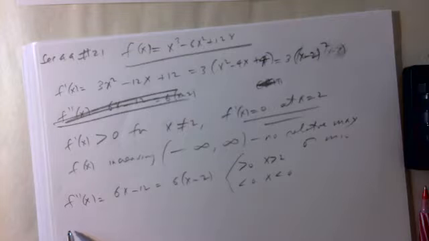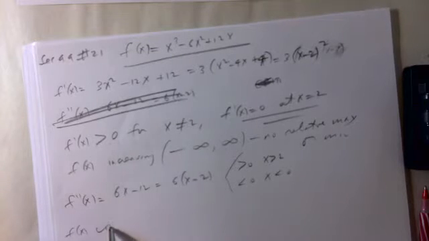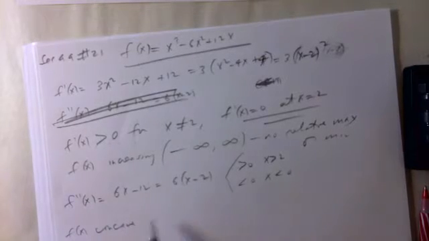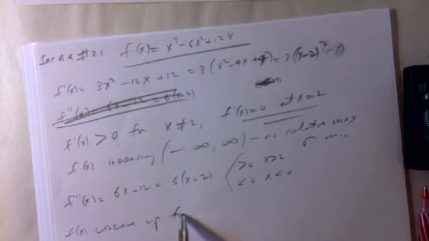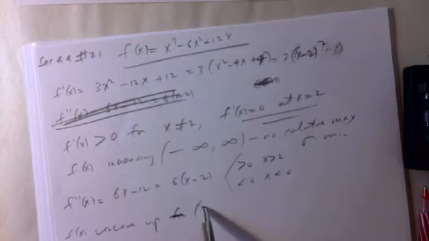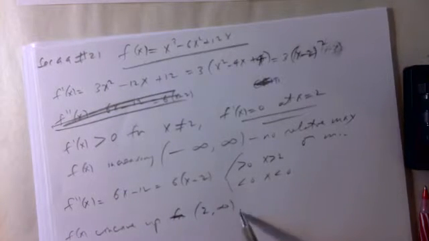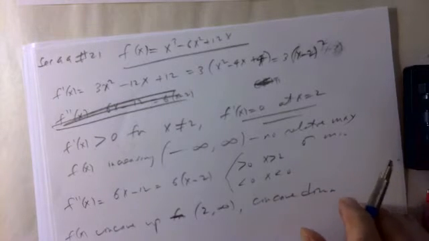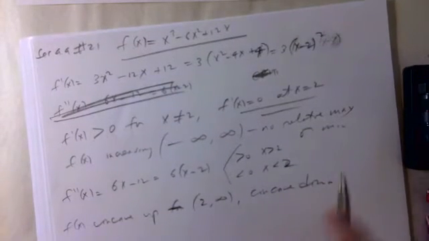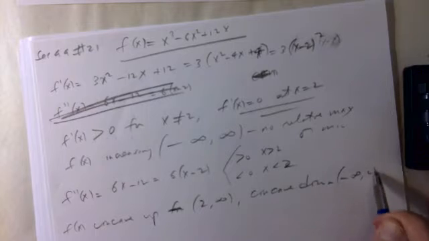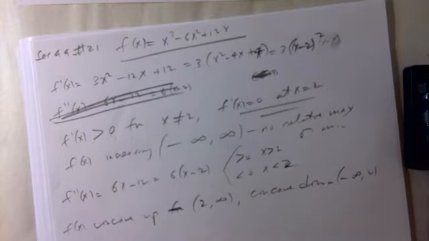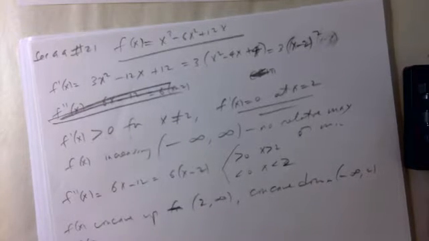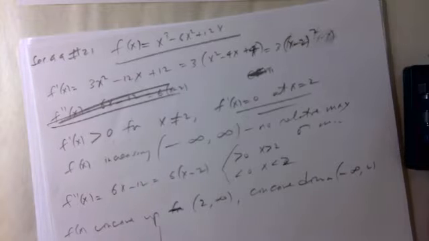So f of x is concave up on the interval from 2 to infinity, concave down on the interval from minus infinity to 2. And f of 0 is equal to 0. So what can we say about this function?